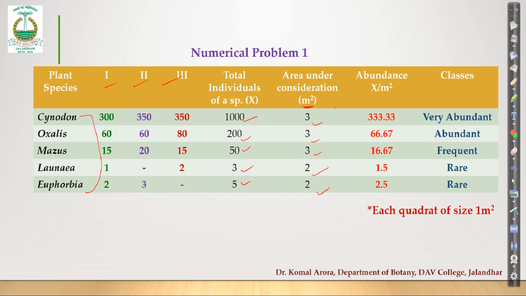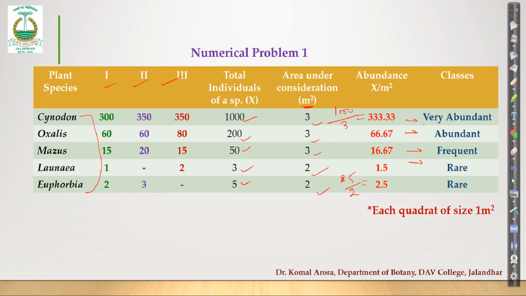So accordingly you will divide the number of plants of that species by the number of quadrats in which it appeared. So here it will be 1000 upon 3, corresponding to 333. Here the total number of plants is 5. The area under consideration is 2 quadrats, so you will have 2.5. Okay, so accordingly you can assign it the classes.